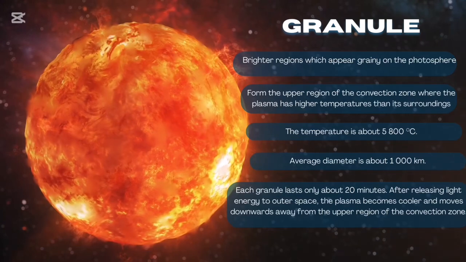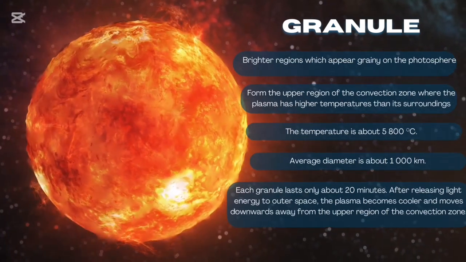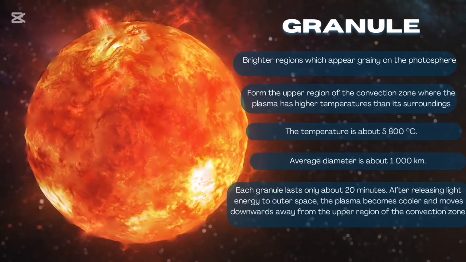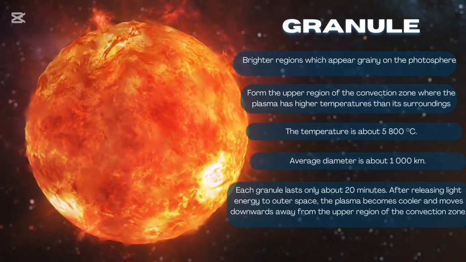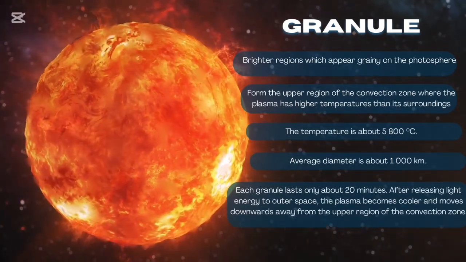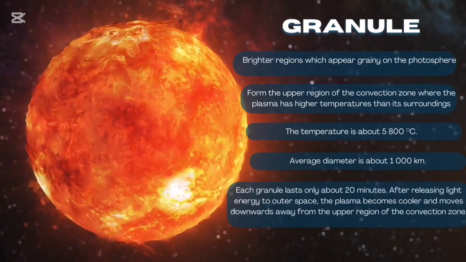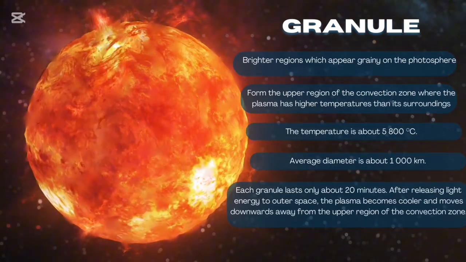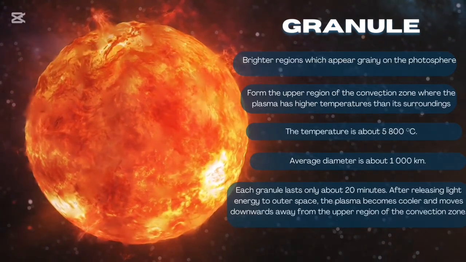Each granule lasts only about 20 minutes. After releasing light energy to outer space, the plasma becomes cooler and moves downwards away from the upper regions of the convection zone. This explains the disappearance of the granule.